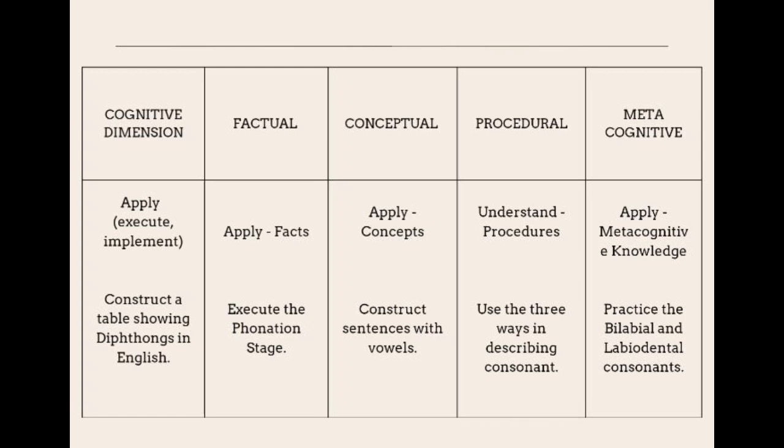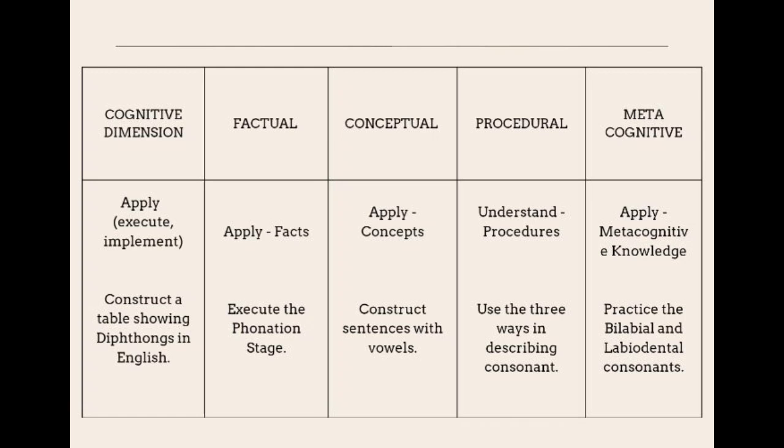So my learning objectives for this level is to construct a table showing diphthongs in English. The students will be able to apply what they have learned during the discussion about the diphthongs in English. In factual, or applying facts, the students will be able to execute the phonation stage. The phonation stage takes place when voice is produced in speaking as the expiratory airstream from the organs responsibly.